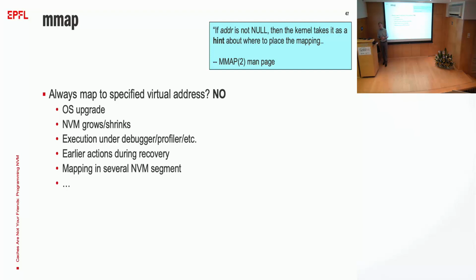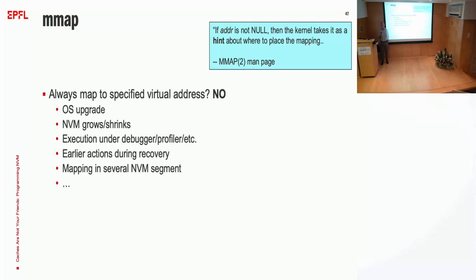You could do an operating system upgrade between the two. You could patch something. The non-volatile memory can grow and shrink, in which case it may not fit into the place it was originally mapped. You could run under a debugger, which changes your address space layout. You could do actions earlier in the recovery which affect your address space layout, and it won't be possible to map back in, and so on. The net result is you cannot depend on being able to map back into the same part of the address space that you were in before.